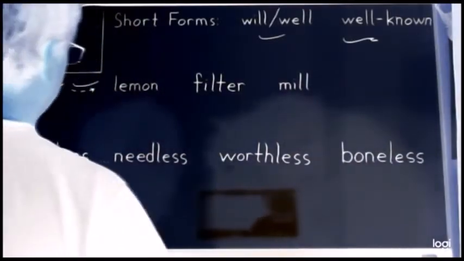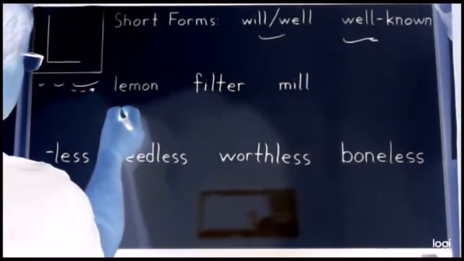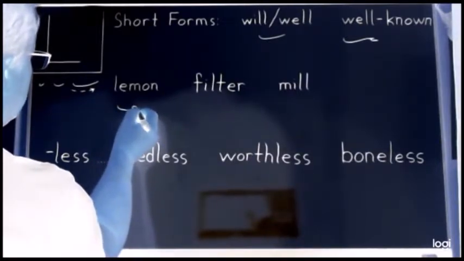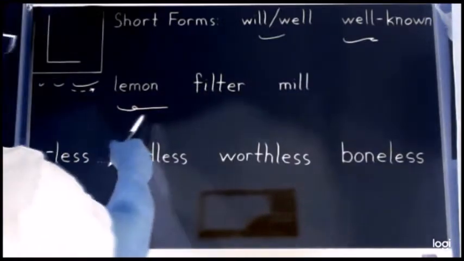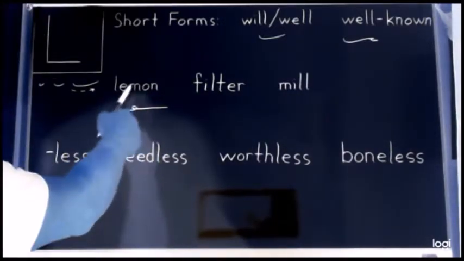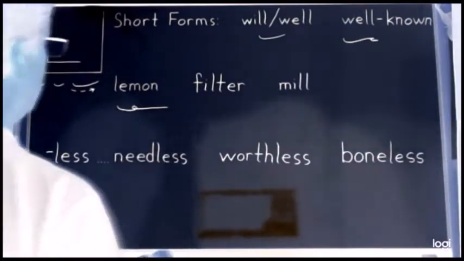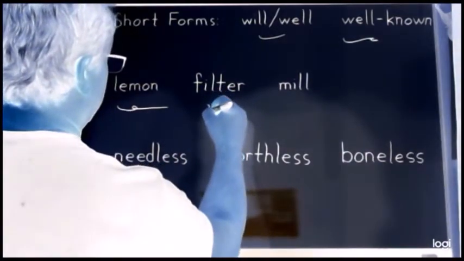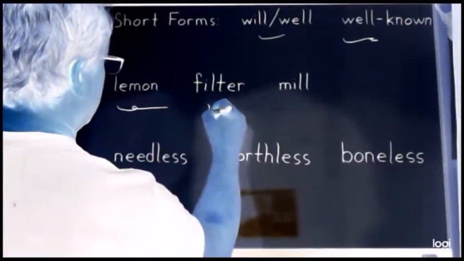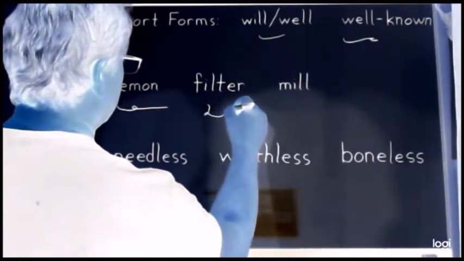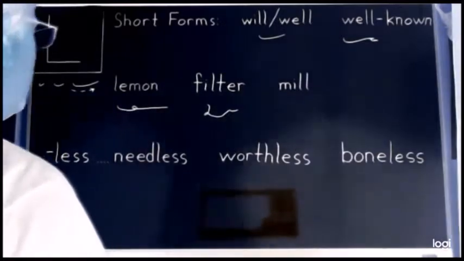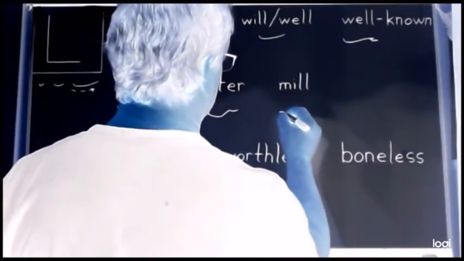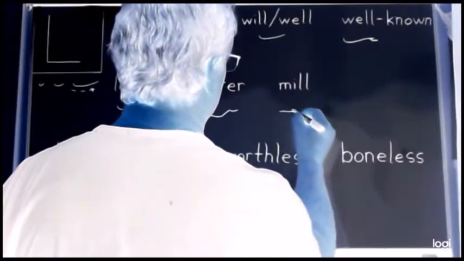And for the word lemon, we'll just write the letter L, E, and the men stroke, M-E-N or M-O-N. For filter, write F-I-L-T-R. And for the word mill, it will be simply M-I-L.